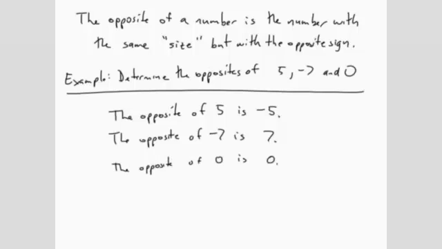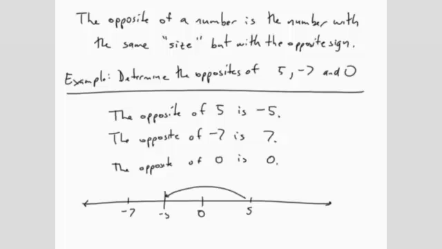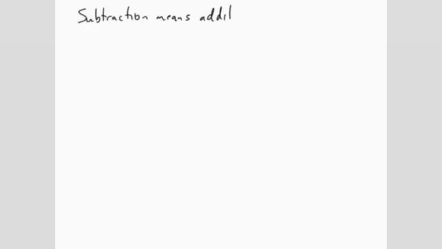If you wrote this as -0, there would be nothing technically wrong with it, although we hardly ever write -0. This is the algebraic understanding of what the opposite of a number is. Geometrically, it's like using the mirror image of the number line. So when you flip the number line around 0, 5 goes to -5, -7 goes to 7, and 0 stays where it is. The main idea of this section is the following. Subtraction means addition of the opposite. This is best understood through examples.